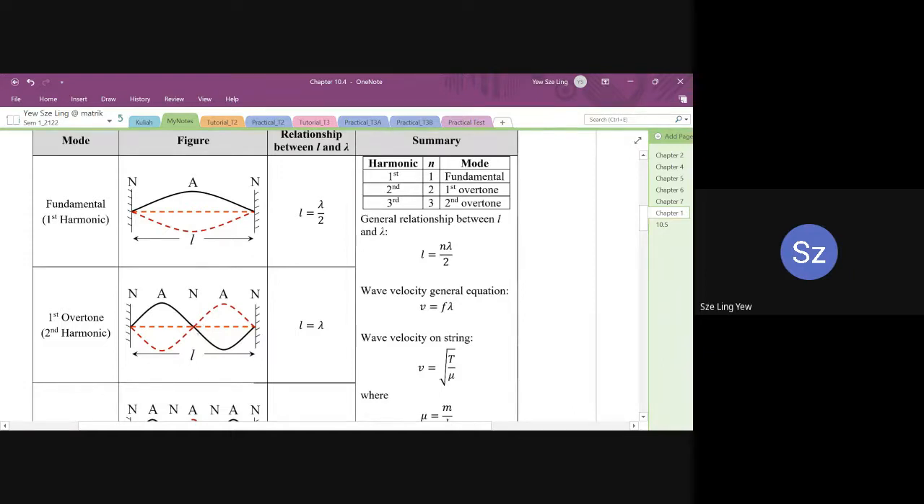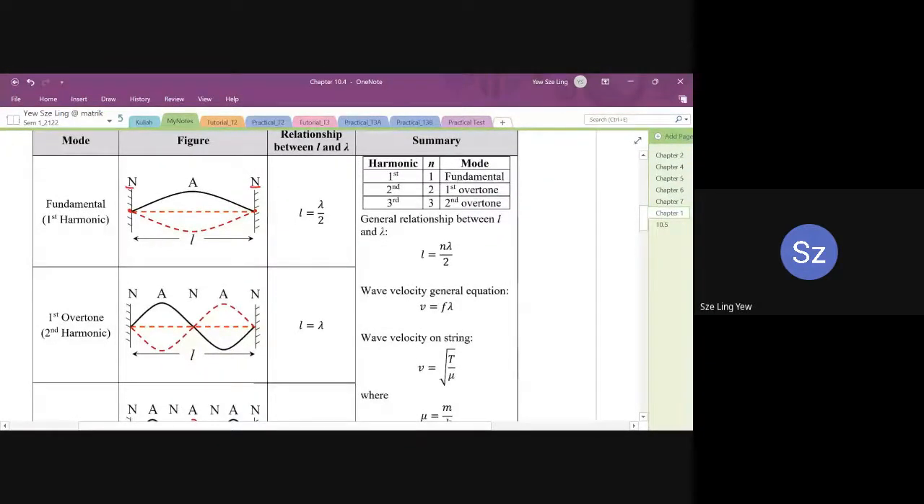First, we are going to see when you pluck the string, there are quite a lot of possibilities. If you pluck the string and you get a wave as shown in the first figure, then you will have something called the fundamental frequency. It just gives you one loop, you have only one. Let's say you have two fixed ends. These two fixed ends are definitely nodes of the wave.